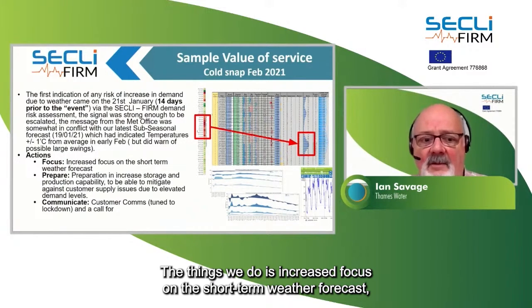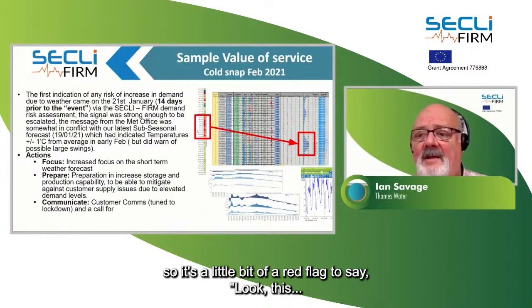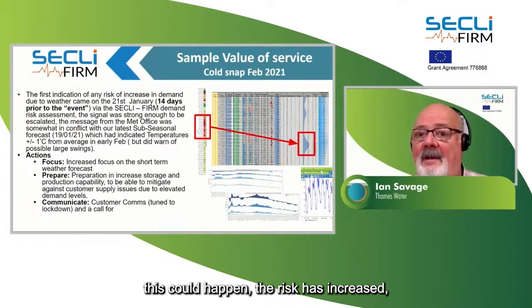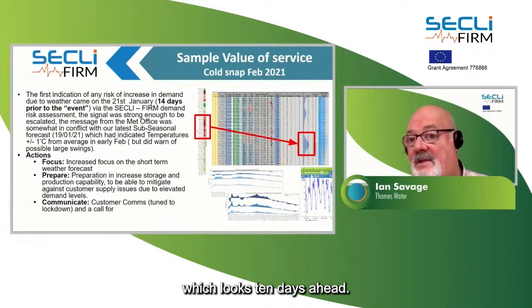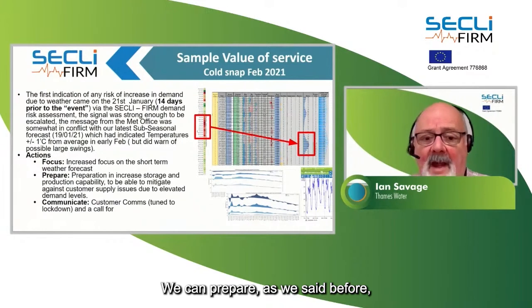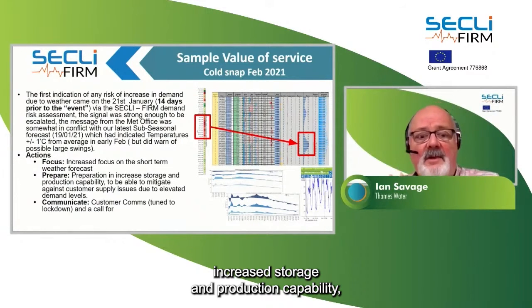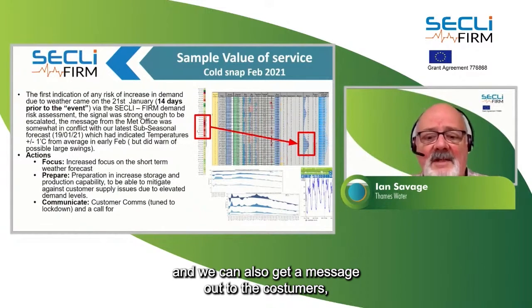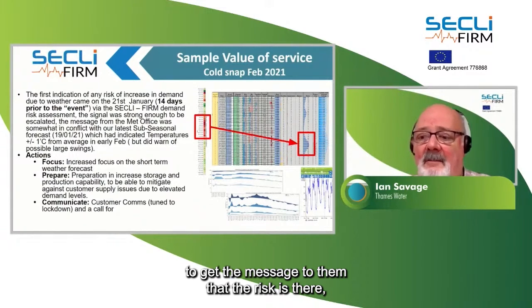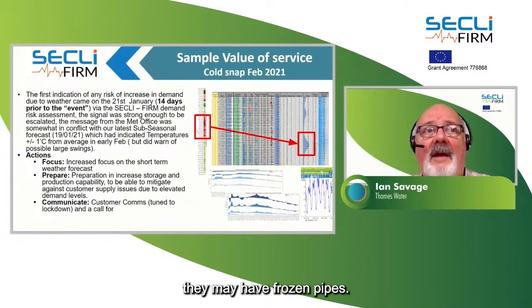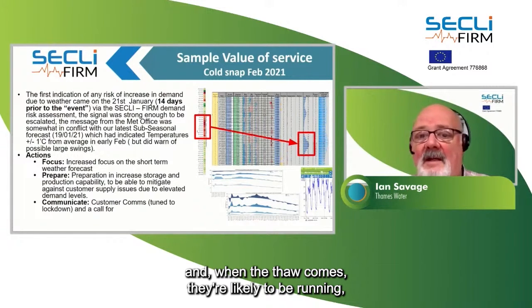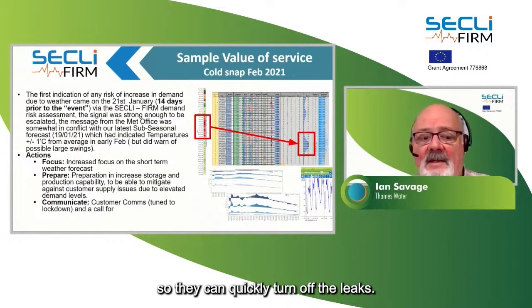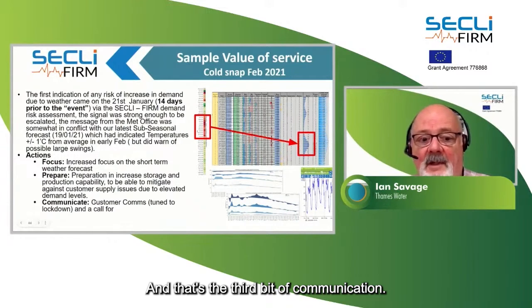If we'd known, we could have increased the forecast. The things we do is increase focus on the short-term weather forecast. It's a bit of a red flag to say, look, this could happen. The risk's increased. We need to have more focus on the daily forecast, which looks 10 days ahead. We can prepare as we said before, increase storage and production capability. And we can also get a message out to the customers that this risk is there. They may have frozen pipes. If they have got frozen pipes, they're likely to be broken. And when the thaw comes, they're likely to be running, so they can quickly turn off the leaks. And that's the third bit of communication.